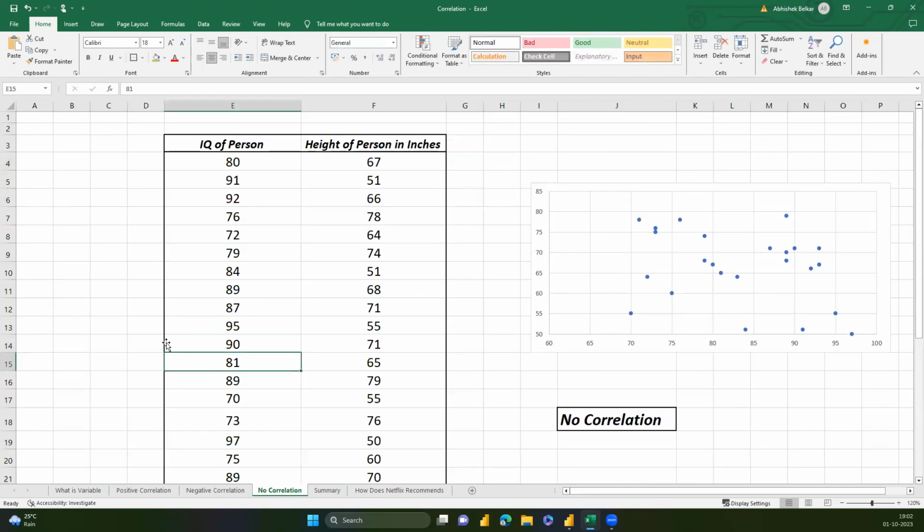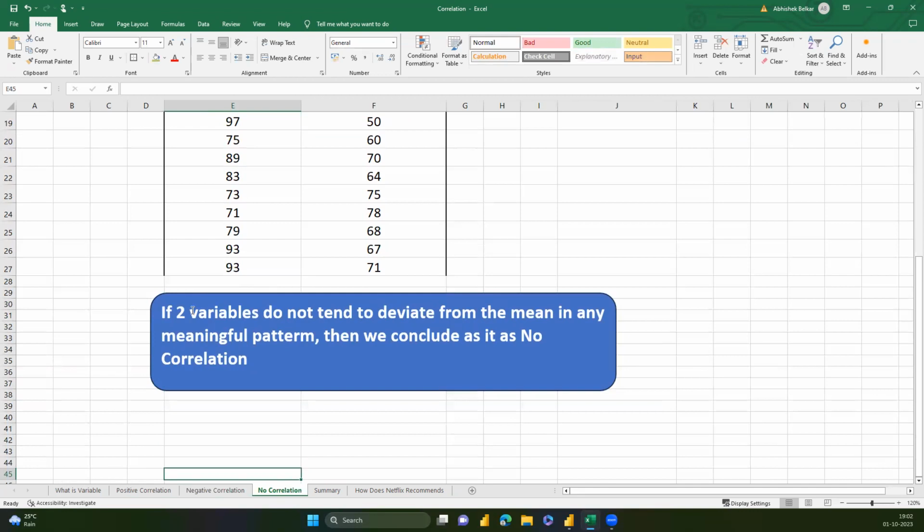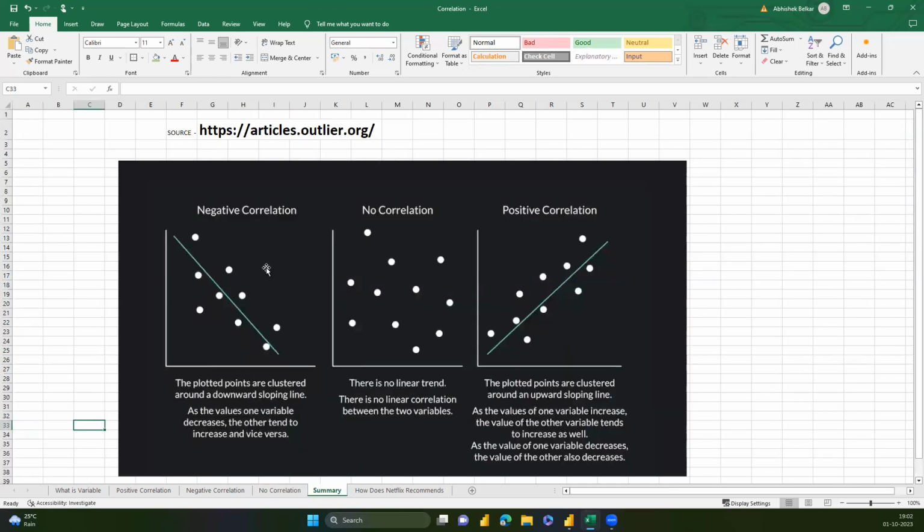And in the third example that we looked at, if two variables do not deviate from the mean in any meaningful pattern, right? We don't see any pattern, then we conclude it as no correlation. So correlation is a very important technique. It is used in machine learning. So it's very highly important for all of us to understand. But it's always easy for us to just look at the chart and see the pattern, and that helps us to understand whether two variables are positively correlated or negatively correlated. So that's how you can try to understand correlation.